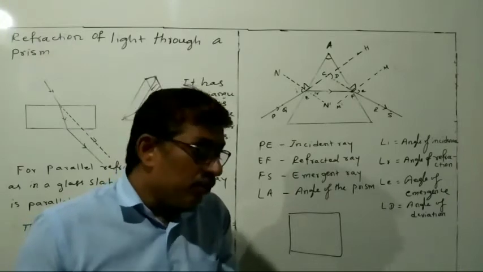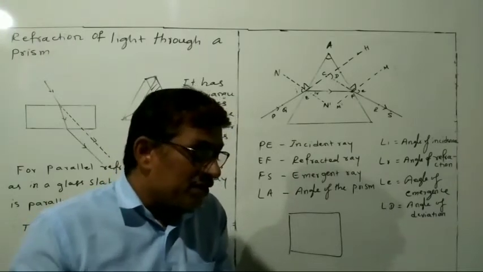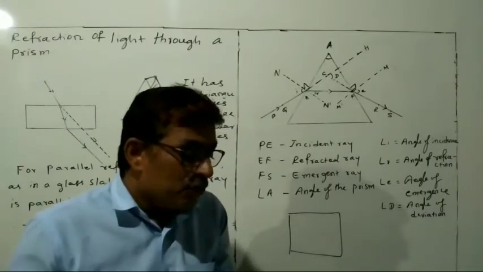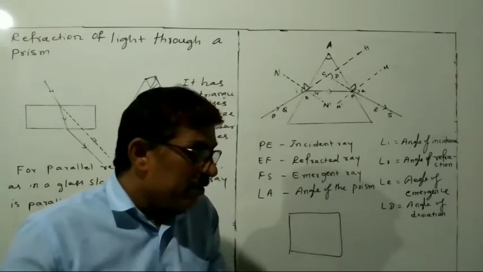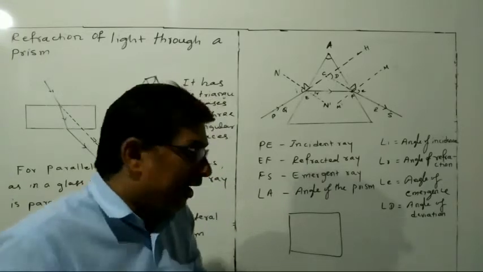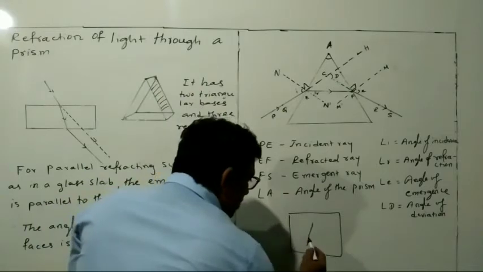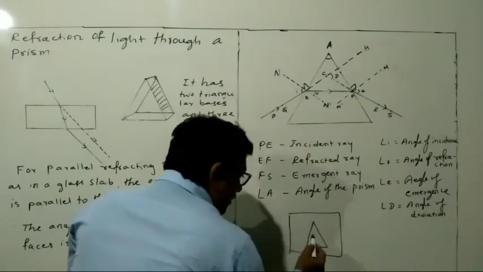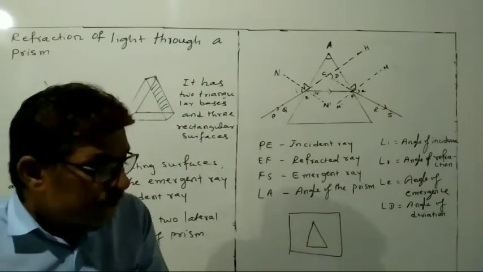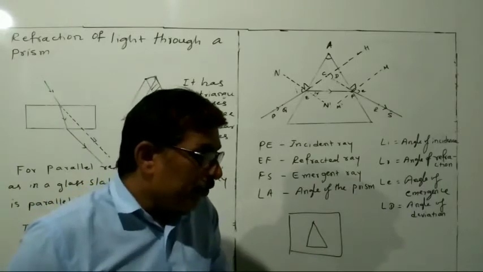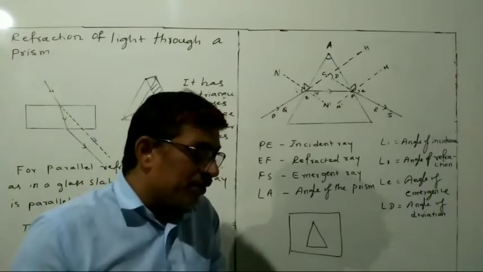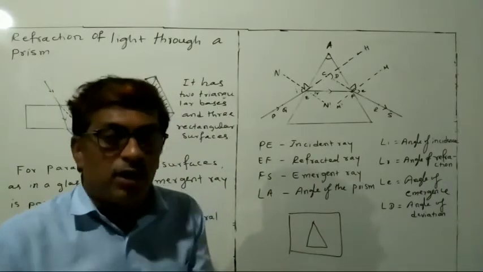Now next, what you have to do? Place a glass prism on it in such a way that it rests on its triangular base. Okay, set the prism. Now what you have to do? Trace the outline of the prism using a pencil. Trace the outline.